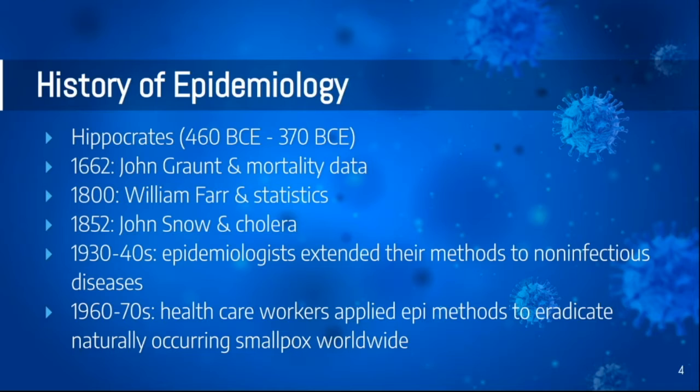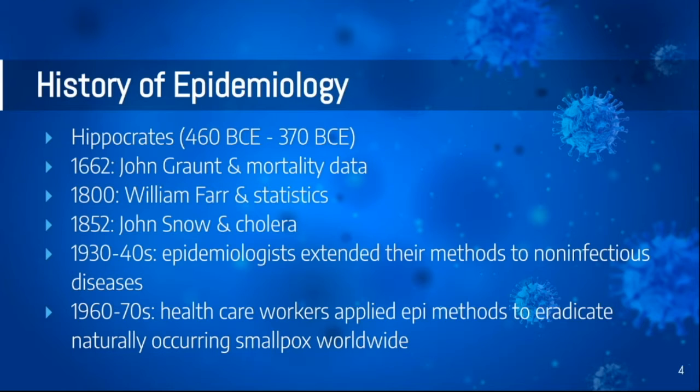And then moving on to 1662, John Graunt was an important person to look at. He was the first person to really link epidemiology and mortality data. He was the first to quantify patterns of birth, death, and disease occurrence. This was the foundation of using data to determine patterns among diseases and how they would affect certain groups.